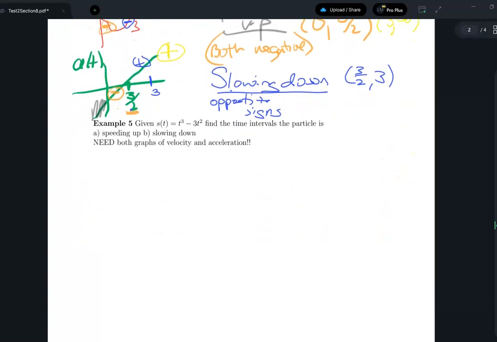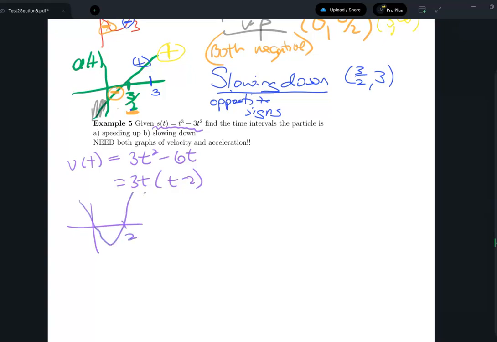Let's do one more like this. Okay, so, oh, look at that, they gave us the position. So we need to go further. We need to first find the velocity by taking the derivative: 3t squared minus 6t. I want to be able to graph that, so 3t times (t minus 2). An upward facing parabola crossing at 0 and 2.